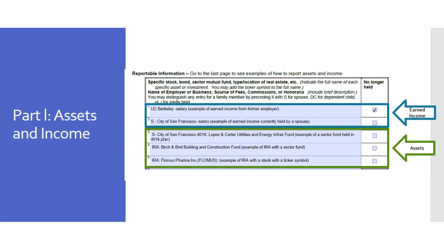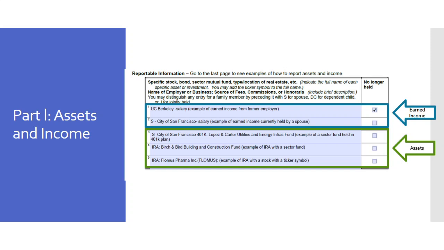These first two entries are for sources of earned income. A common reporting error is forgetting to list spousal earned income. On line 1, we have shown how to accurately report income from a former employer, and on line 2, we show how to report spousal income.